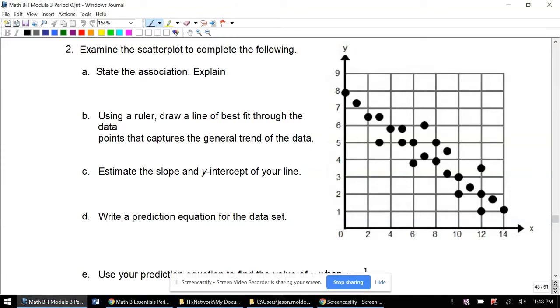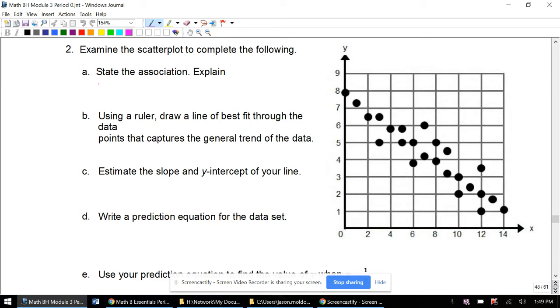Number 2 says, examine the scatter plot to complete the following. State the association. This one also looks like it is going down. It is negative. For the most part, it seems linear and seems to be moderate.